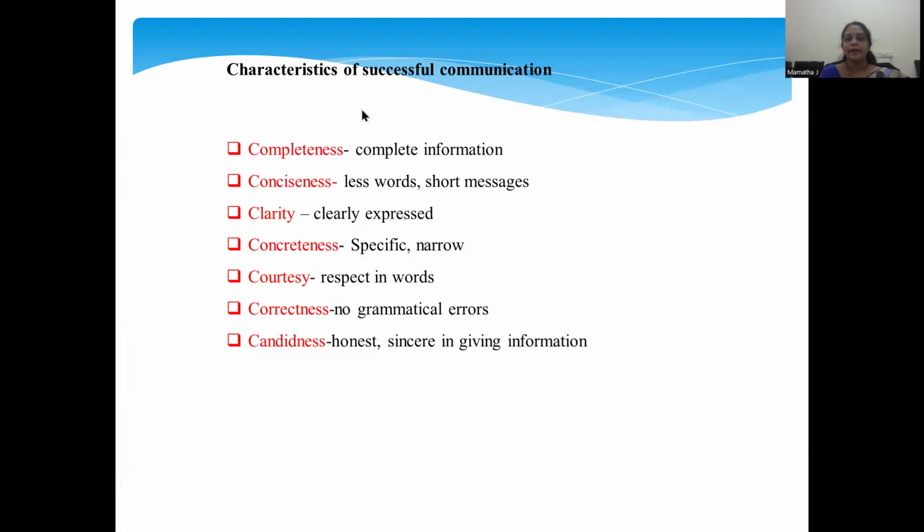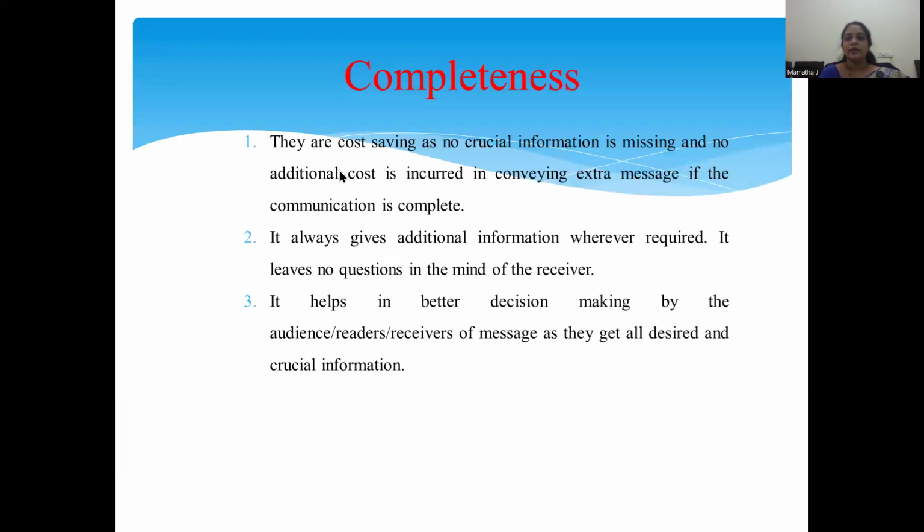Now coming to the characteristics of successful communication, we call it the 7 C's of successful communication. So we have 7 C's here. You can see completeness, conciseness, clarity, concreteness, courtesy, correctness, and candidness. Okay, let us take one by one.